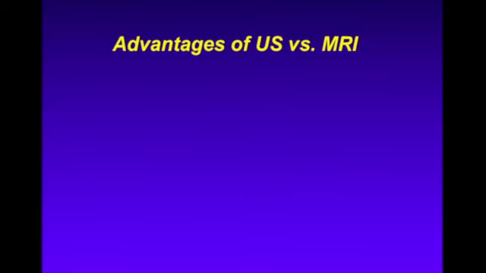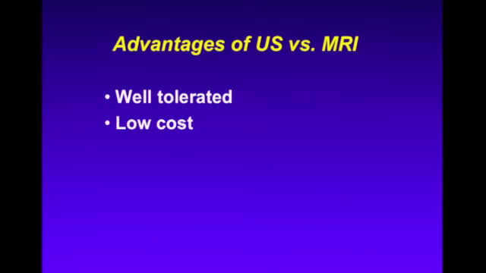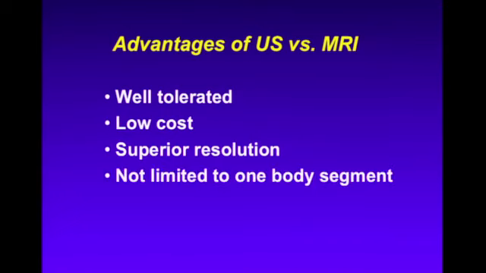Now, what are the advantages? Well, we've already gone over them, but we'll review just on this slide. Ultrasound is very well tolerated, better tolerated than an MRI in patient surveys. Of course, it's significantly lower cost. It has better resolution, especially with the high-frequency probes that we use for nerve imaging. You're not limited to one body segment, so when you're imaging a nerve, you can go stem to stern on the nerve and look for the pathology.